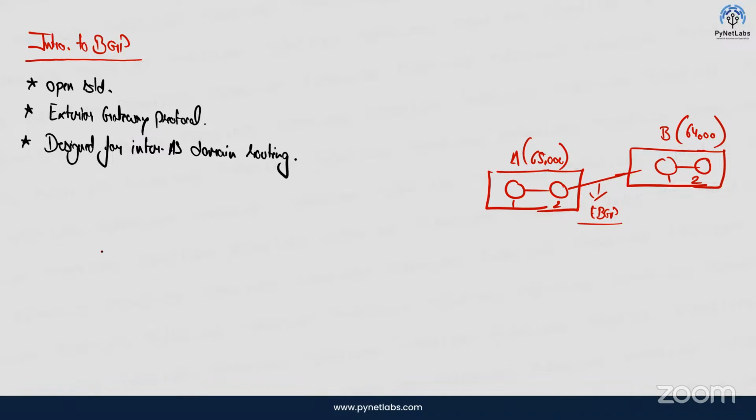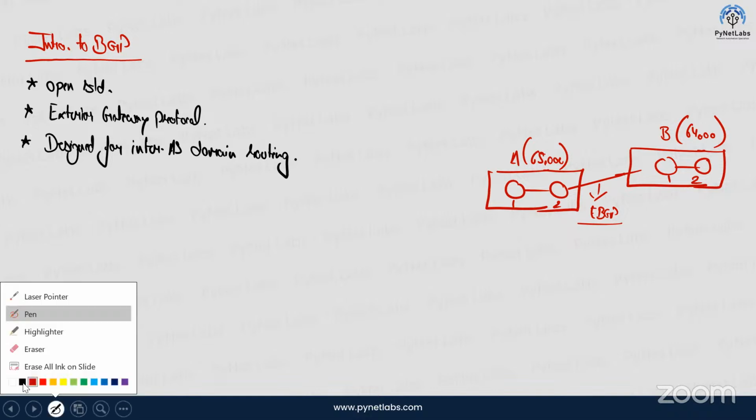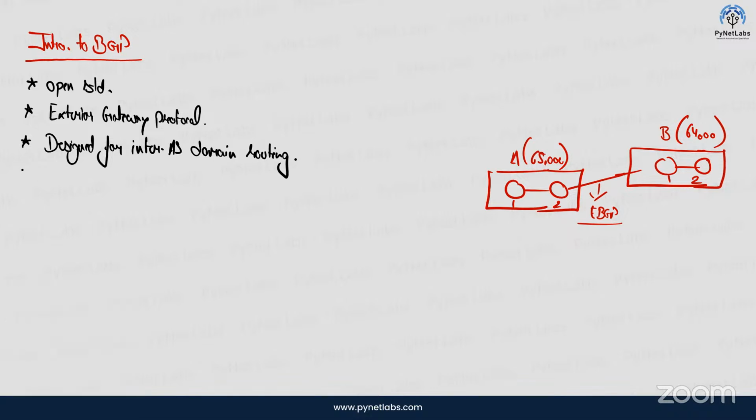And also BGP is a classless routing protocol, which is going to support features like FLSM, VLSM, and apart from that, manual and auto summary is also supported. So we'll simply write one point, classless routing protocol. This BGP is a classless routing protocol. And when we say classless routing protocol, that in simple terms means that it's going to support FLSM, it will support VLSM, as well as it will support auto and manual summary.